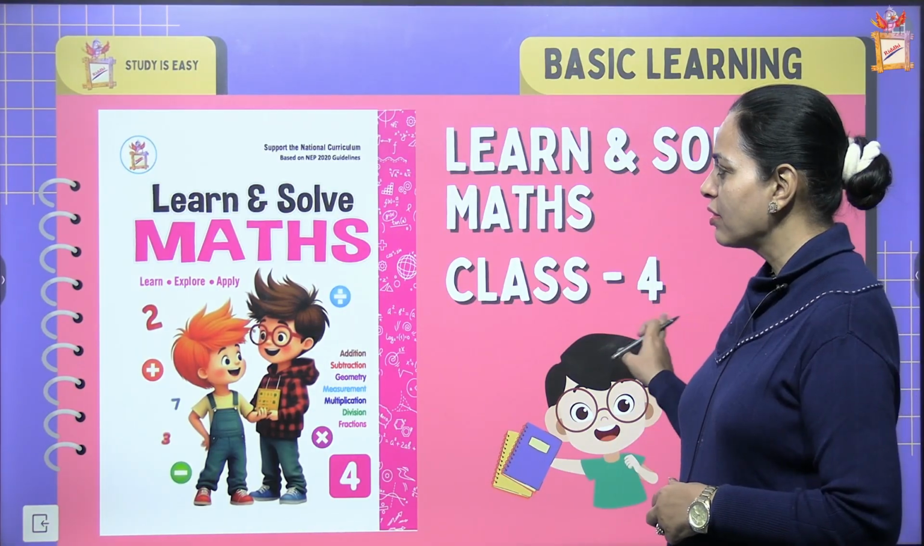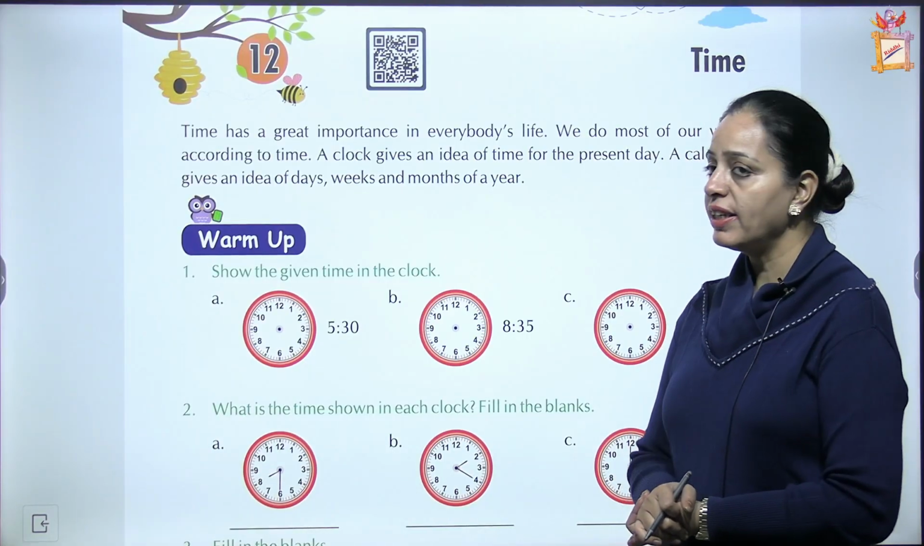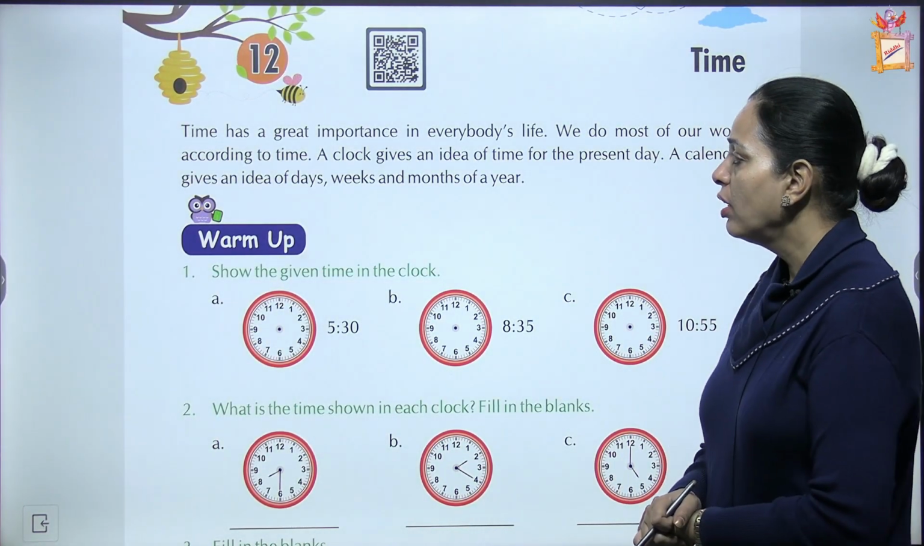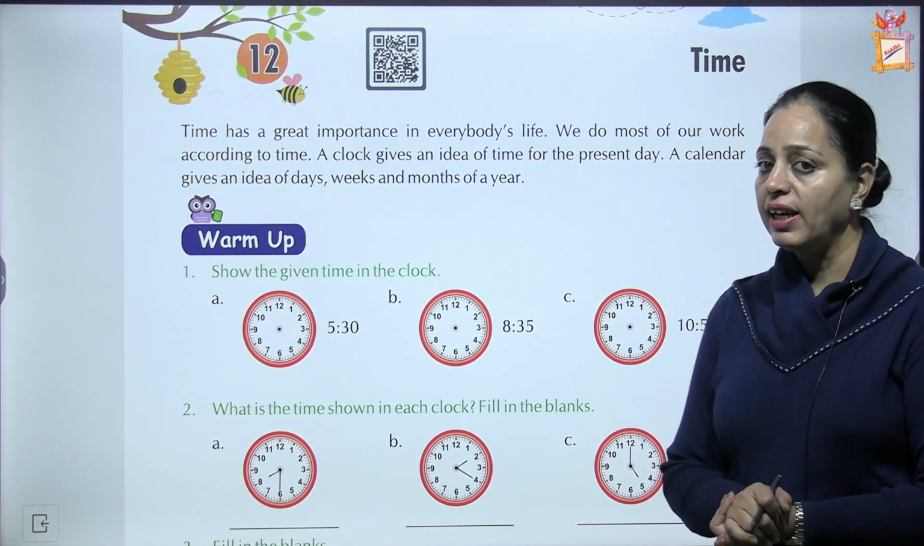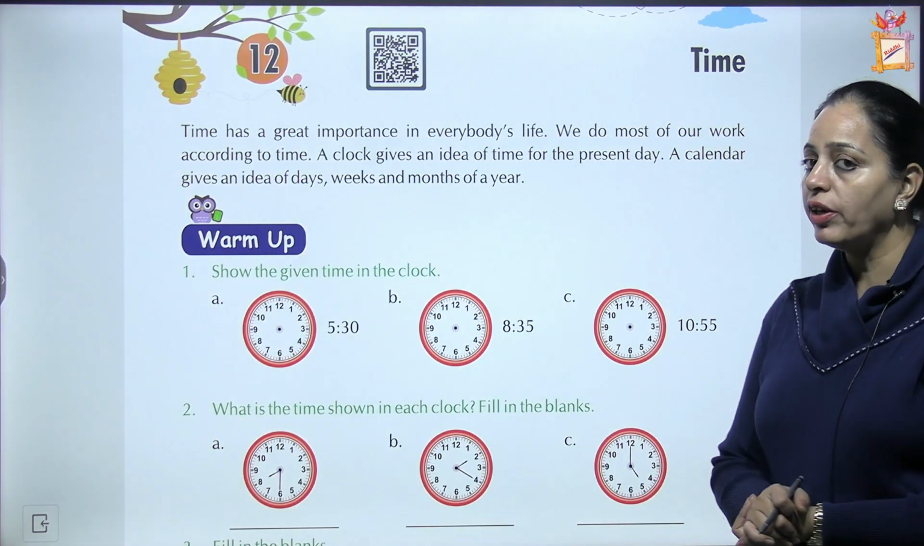So let's start. Now chapter 12, time. Time has a great importance in everybody's life. We do most of our work according to time. A clock gives an idea of time for the present day. A calendar gives an idea of days, weeks and months of a year.